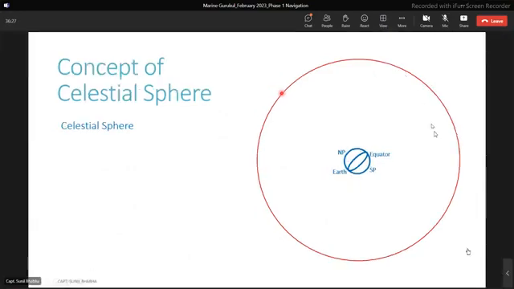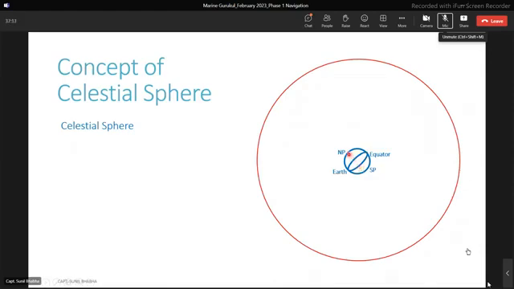Now, just like we have references on the surface of Earth to fix up the observer's position, similarly, we also have some references on the celestial sphere to specify or fix up the position of the celestial bodies. On the surface of Earth, the references which we use are the equator. We can specify the latitude of a position using the equator. The latitude basically tells us how much north or south of the equator a particular position is. And the second reference which we use are the meridians.